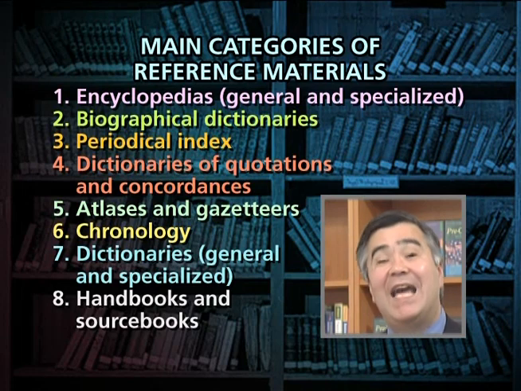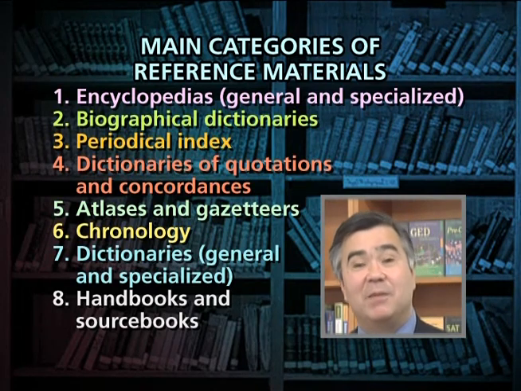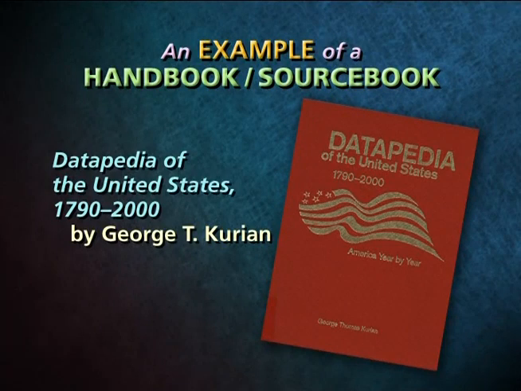And then there are handbooks and source books. These are general compendia of facts and sources of facts by subject. And you'd be amazed at how relevant and useful some of these can be. I mentioned earlier the Statistical Abstract of the United States, which contains all kinds of census data related to the United States. Here's a similar book called Datapedia, the Datapedia of the United States for 1790 to 2000, and it contains population information, election results, information about economics, labor conditions, agriculture, and so on and so forth. And you'd be surprised at how relevant this can be to particular topics.